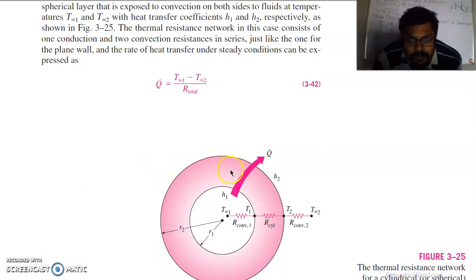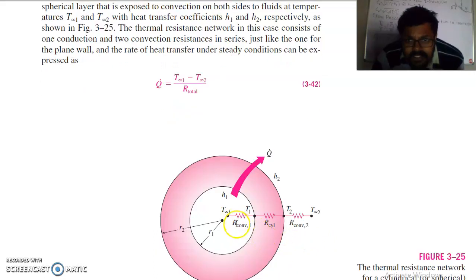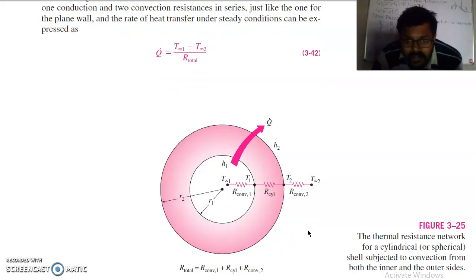Consider another example where this is your cylinder, or you can say spherical layer, that is exposed to convection on both sides to fluids at temperature T infinity 1 and temperature T infinity 2 at the outer side, with the heat transfer coefficients h1 and h2. Now for this layer, the thermal resistance network in this case consists of one conduction and two convection resistances in series, just like the one for the plane wall.